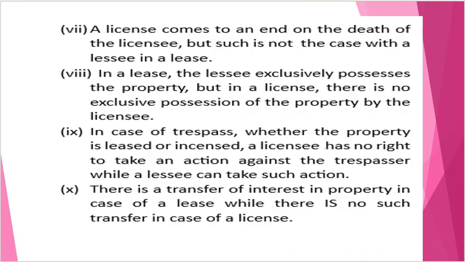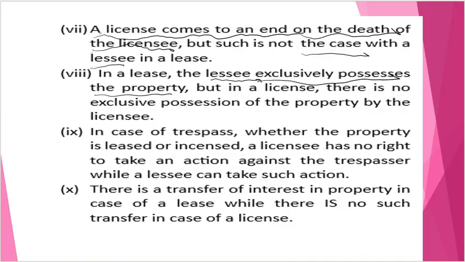So, another thing, a license comes to an end on the death of the licensee. See here, this is most important. A license comes to an end on the death of the licensee, but such is not the case with a lease. In a lease, the lessee exclusively possesses a property. But in a license, there is no exclusive possession of the property by the licensee.